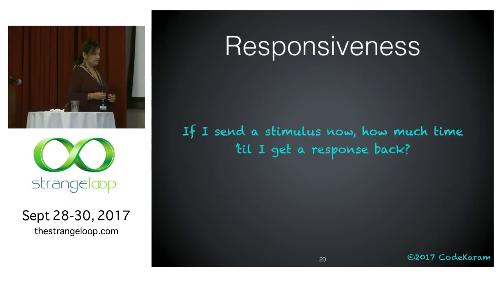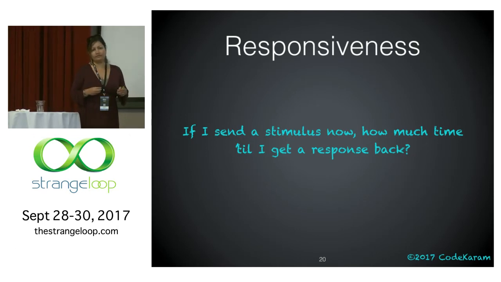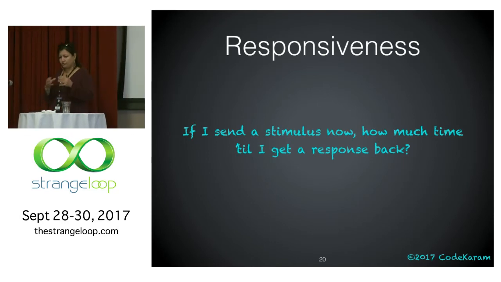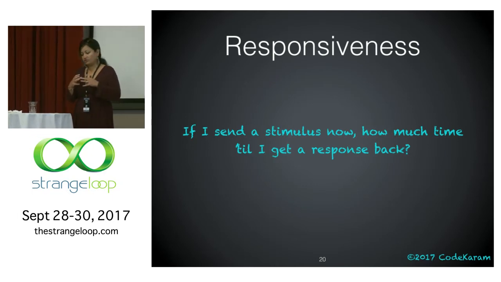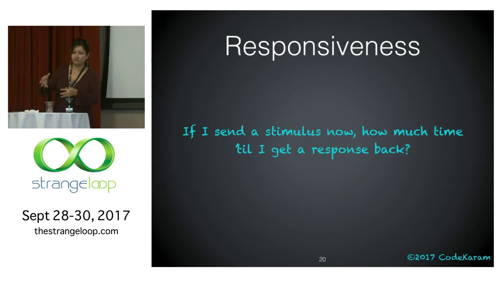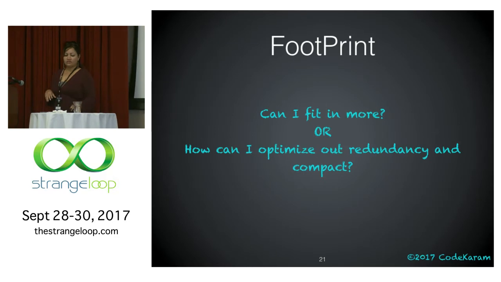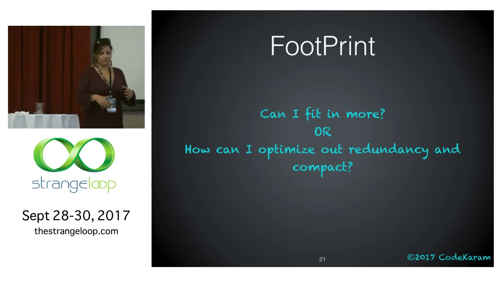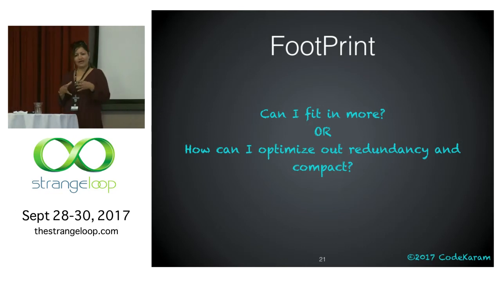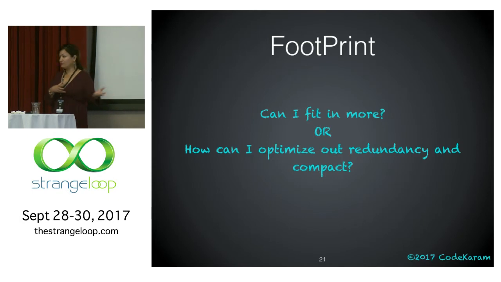If I send a stimulus, how soon am I going to get it back? That's what responsiveness is. You have your system, you send in a stimulus, maybe to a block of it or to the entire system, and how soon do you get it back? That's the responsiveness, either of the entire system or components of that system. Footprint is very simply how much memory you're consuming, not just your heap, but your process itself. Can I fit in more? Can I compact it? Those are the optimizations that drive innovations in the JVM itself.